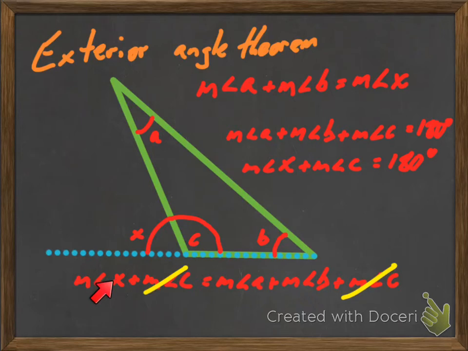The measure of angle X plus the measure of angle C, these two, have to equal these 3 because they equal 180 degrees. Then, using simple algebra, if I subtract the measure of angle C from both sides, these just cancel out. They just disappear. So what's left is our exterior angle theorem. The measure of angle X equals these 2 remote interior angles. Now, if you forget this theorem, you can always back into it using the angle sum theorem. It's just a nice theorem because it's kind of a shortcut. It allows us to solve some problems a little faster.